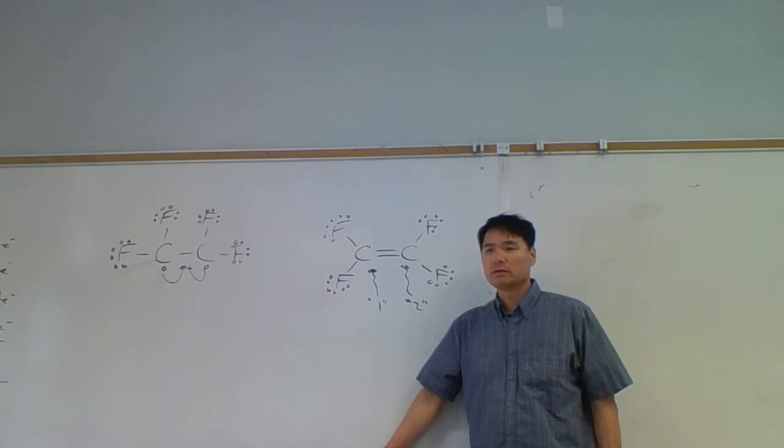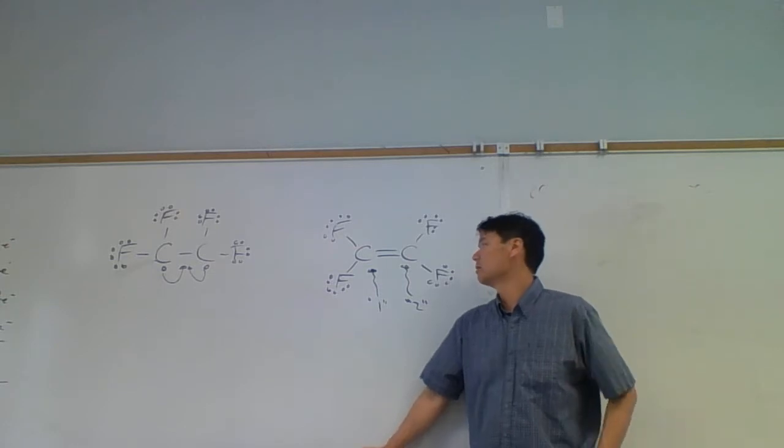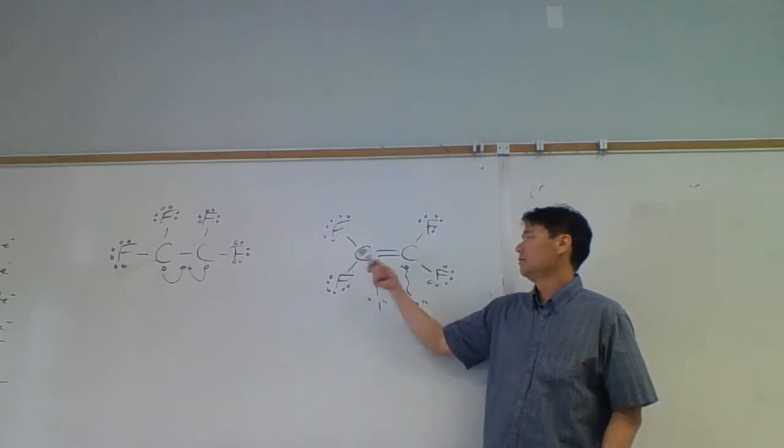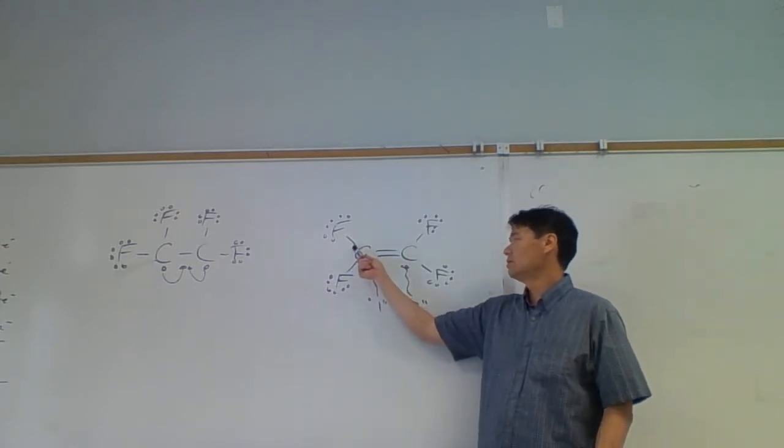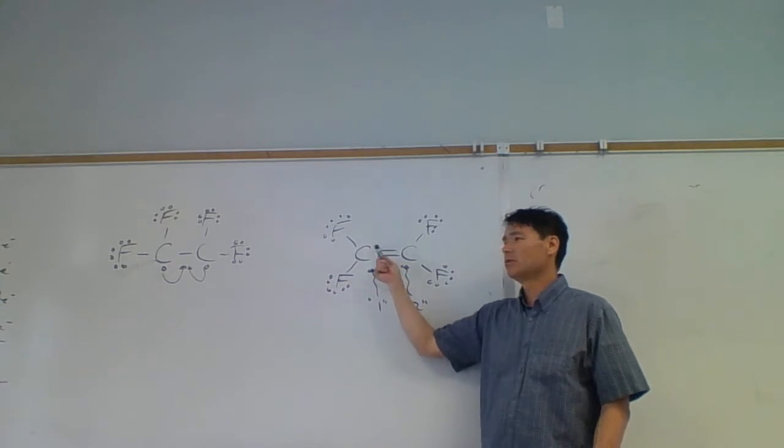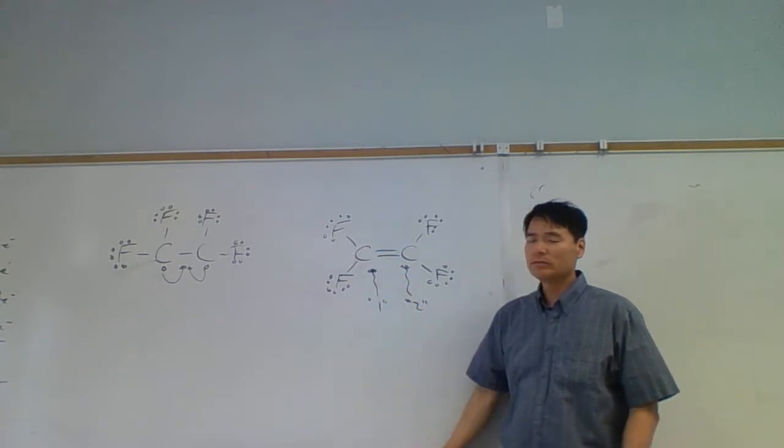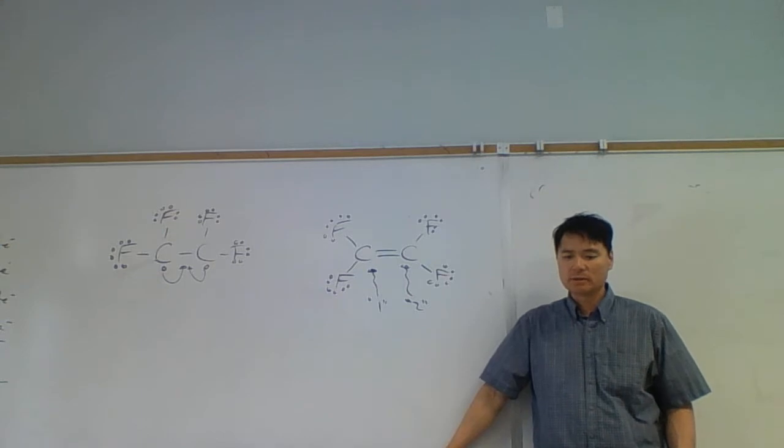Three or 4? I think it's 3. 3 is correct. Single bond, 1. Single bond, 2. Double bond, 3. 3 groups of electrons. If it's 3 groups of electrons, what geometry does it adopt? Linear, trigonal planar, or tetrahedral?